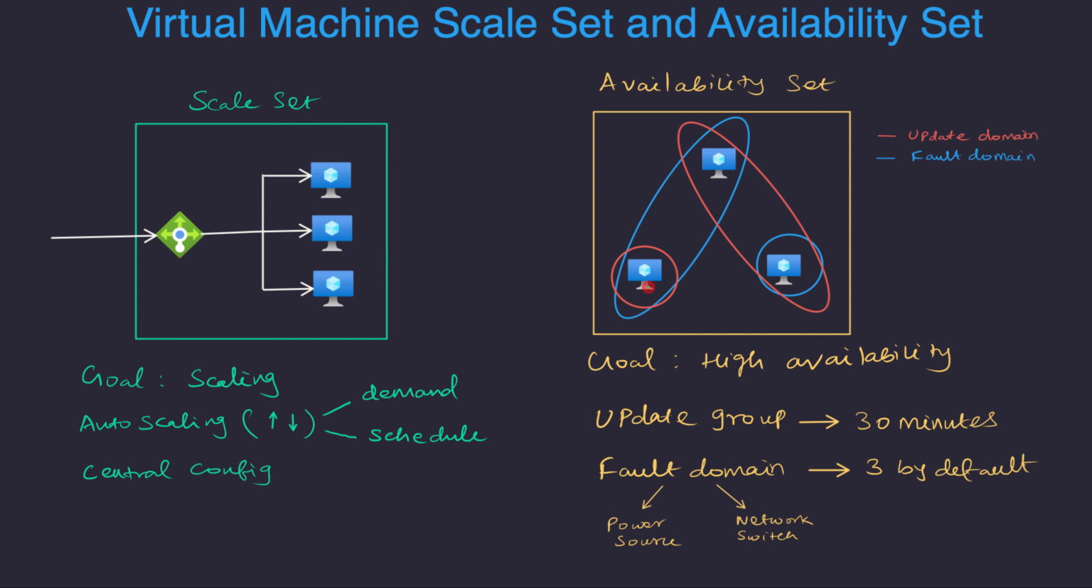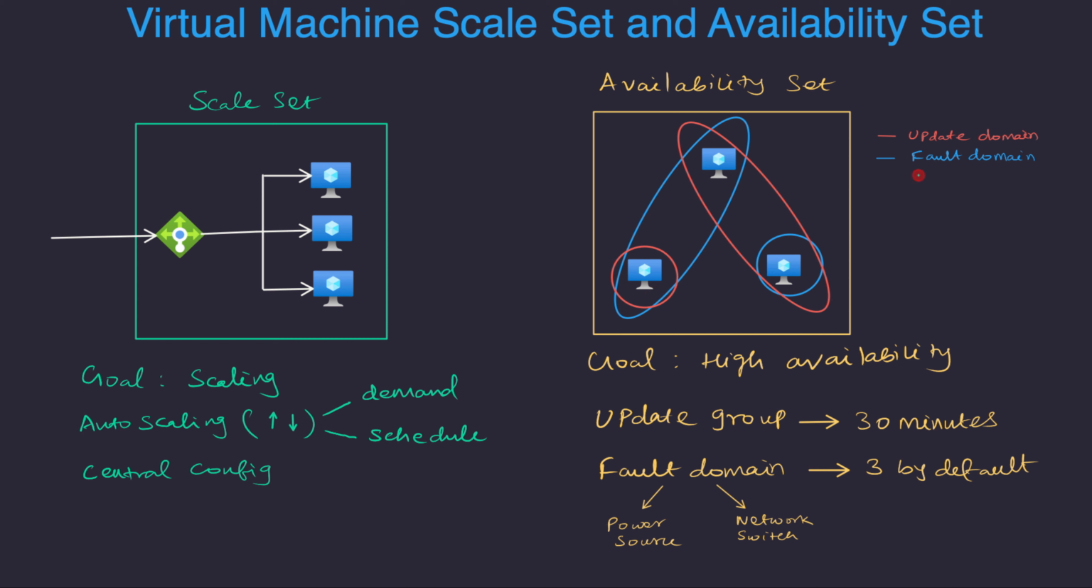So when Microsoft wants to patch these machines, they'll only patch one update domain at a time. So they may patch these two virtual machines first and they'll wait for 30 minutes for these two virtual machines to be up and available again. Then they'll patch this virtual machine. So this way, even during the patching or upgrading, at least one of your virtual machine is always available. So that is what an update domain is.